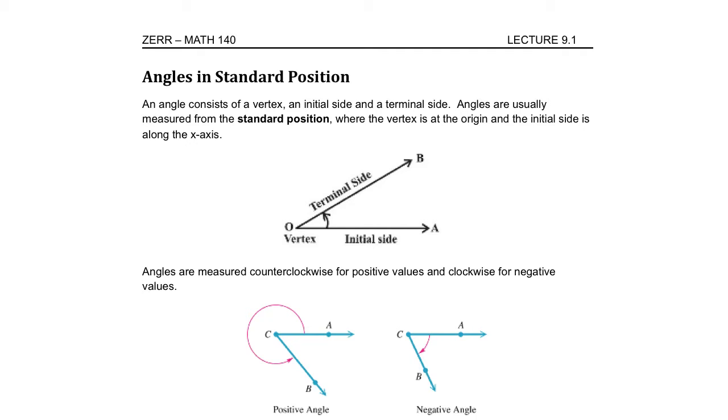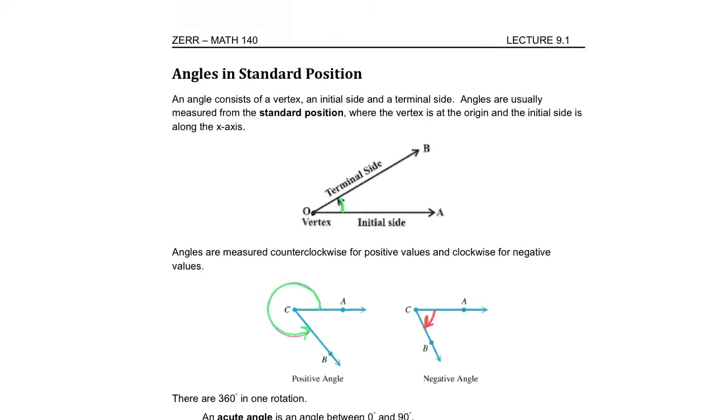All right, let's look at angles. So some terminology. An angle would start with a vertex, and then we have an initial side and a terminal side. And this measurement in there would be the angle. And so we can go in a positive direction, that is counterclockwise. And we can also go in a negative direction, which would be clockwise.